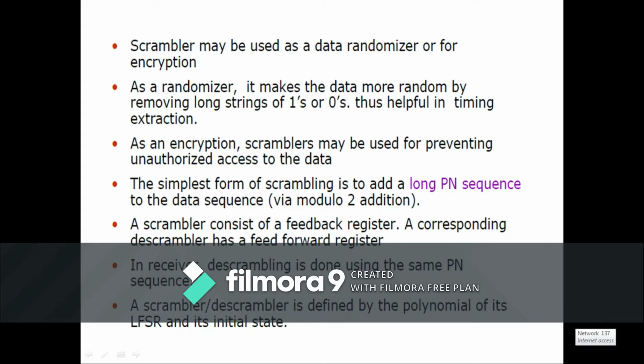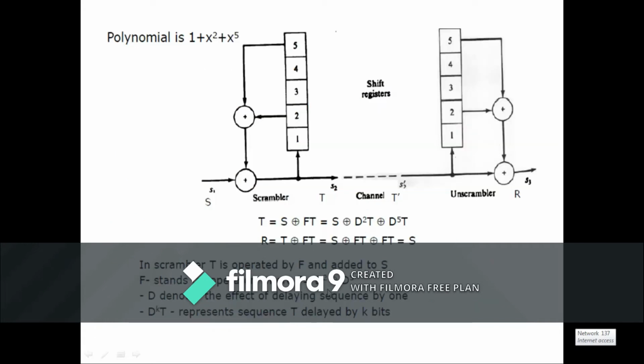In the receiver, the descrambling is done using the same pseudo-random sequence, and the scrambler and descrambler are defined by the polynomial of the LFSR and its initial state. Then this is the design of the scrambler and unscrambler.